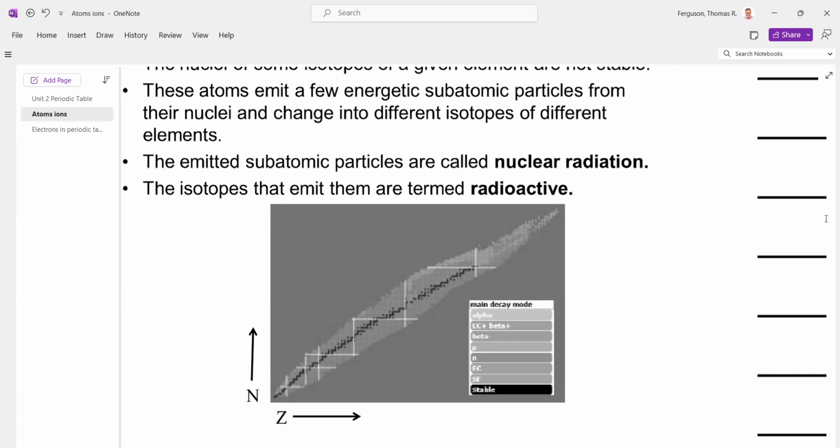For example, well, there's a lot of examples, but anyway, that's the concept of radiation. Stability again.